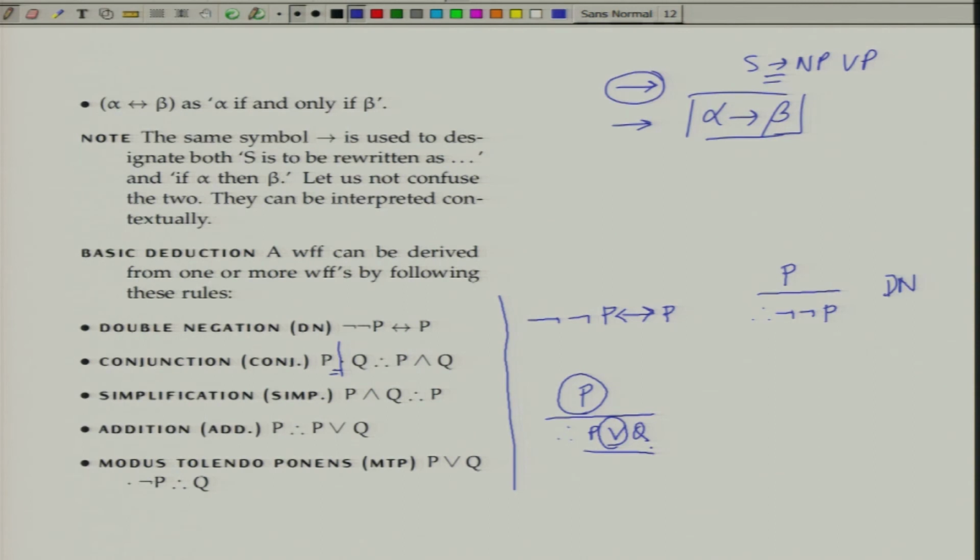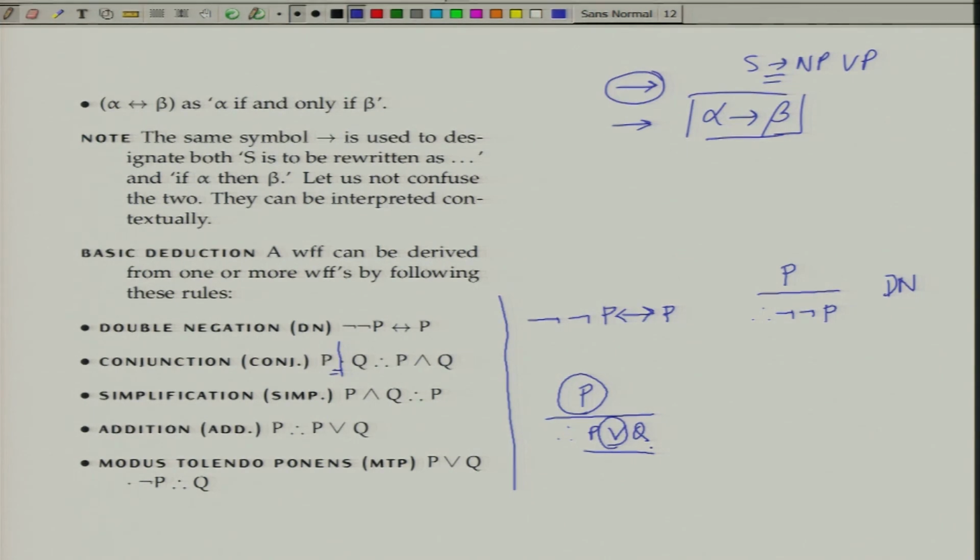Whatever it may be, true or false, P or Q must be true just because P is true. So this rule is called addition. This is the or introduction rule. And the next rule is the or elimination rule. It has a fancy Latin name, modus tollendo ponens, or MTP, that's the short form of it.